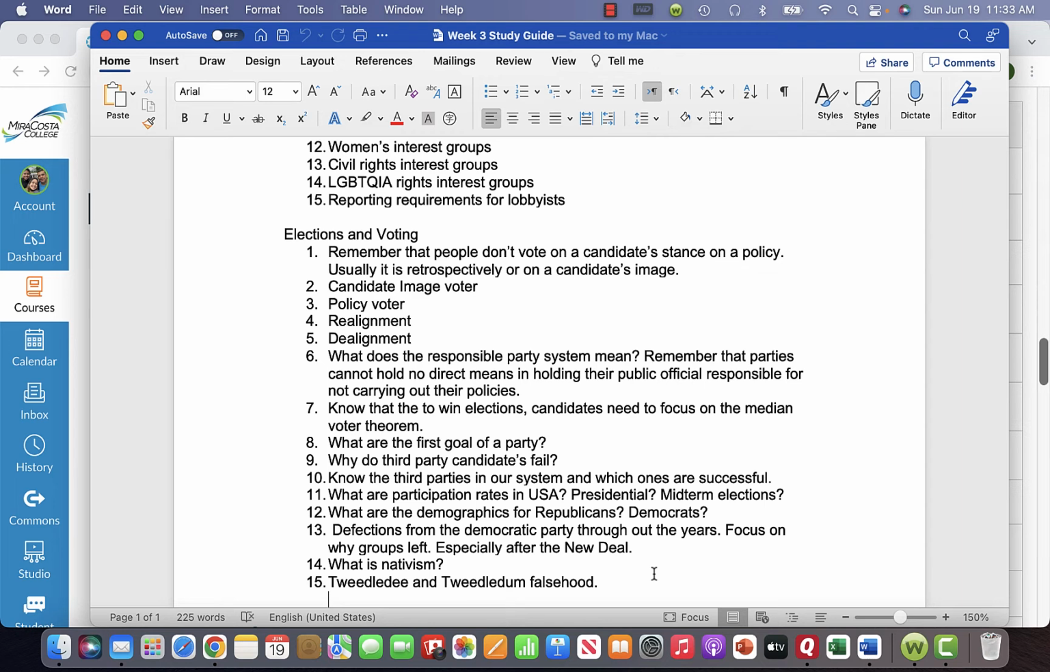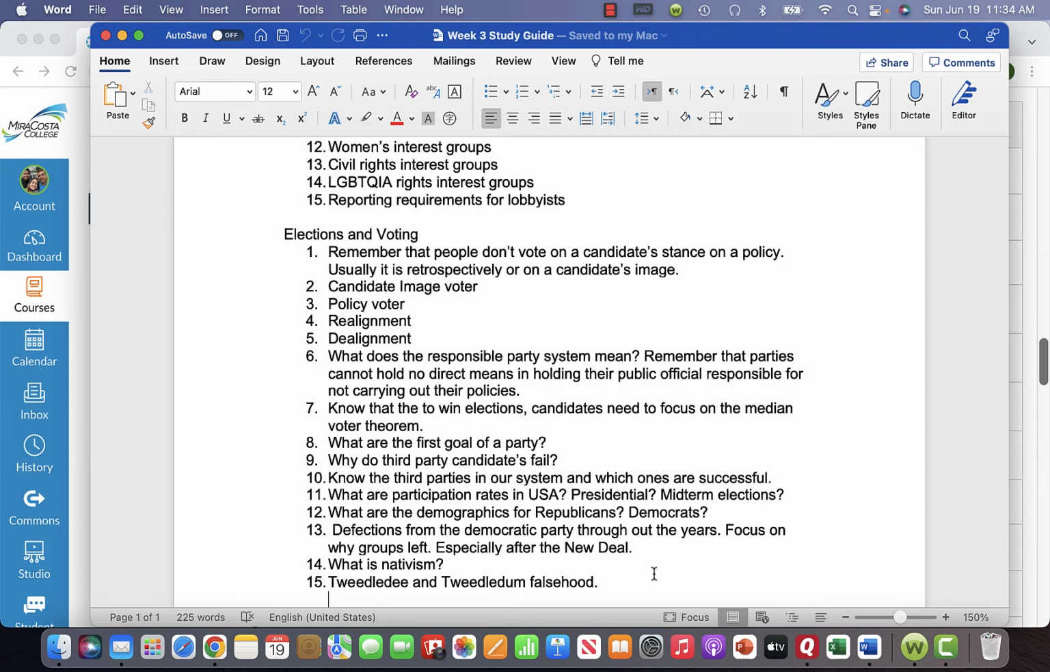Know that the first goal of a party is to win, always to win elections. Know about third parties and the third parties that we have here in the United States. The Libertarian Party is the biggest third party, the most successful one here in the United States, but they're really never going to win at the national level. That's why third parties kind of fail in our system, because a lot of them aren't on the ballot in each and every state. I think the Libertarian Party is only on 33 ballots within the United States, so they might not be able to win a national election with that.